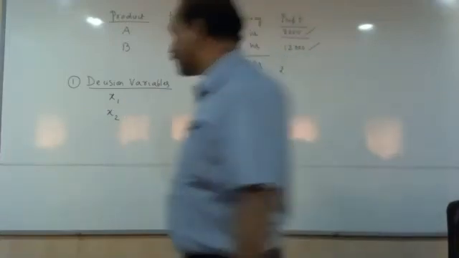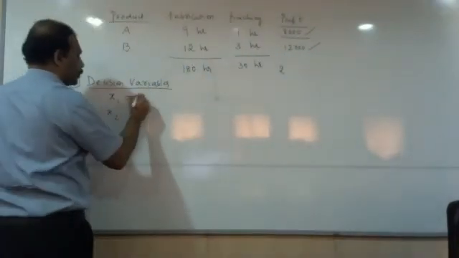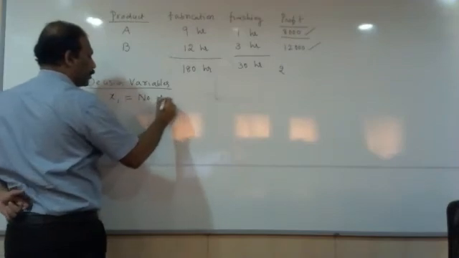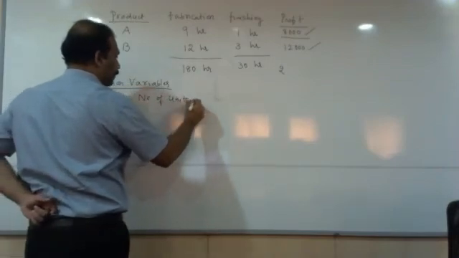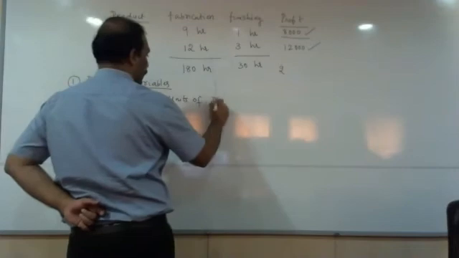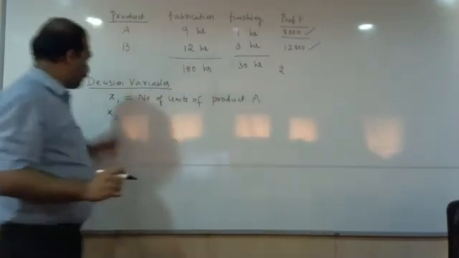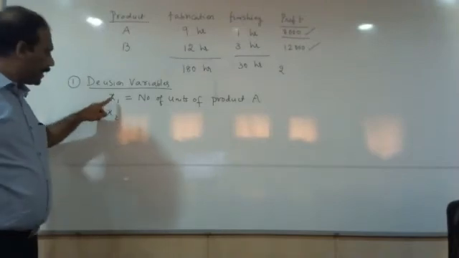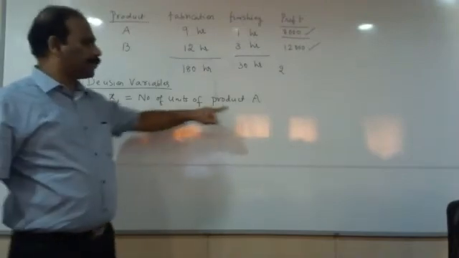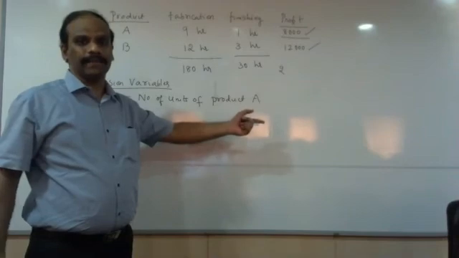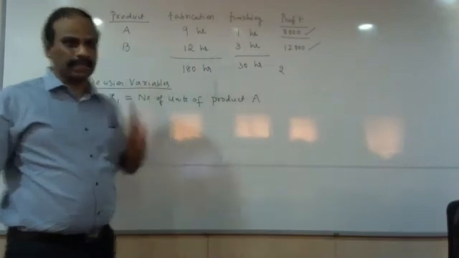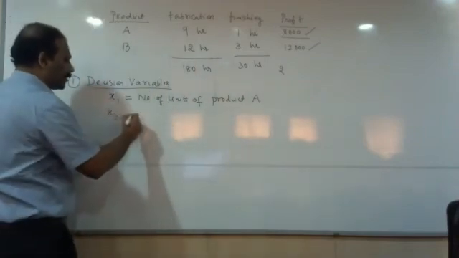So how do we define? Very simple. x1 is equal to number of units of product A. So hereafter in this entire problem, wherever you say x1, the meaning of x1 is the number of units of product A. That is the meaning, and it is conveyed everywhere. Similarly, what is the meaning of x2 now?